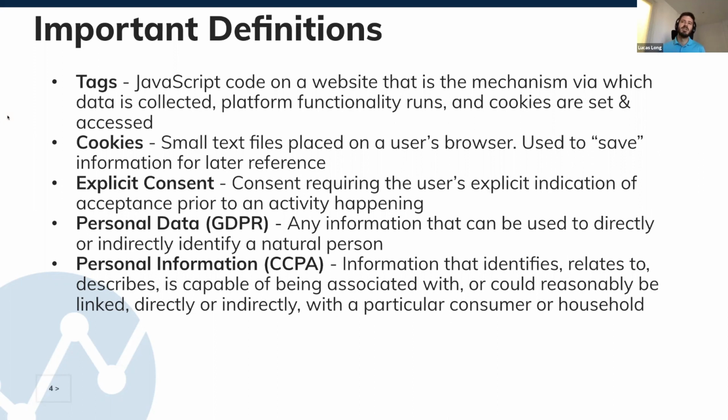Personal data, which is the definition within GDPR, is any information that can be used to directly or indirectly identify a natural person. And then personal information, which is a little bit more of a broader definition used in US regulations, specifically CCPA, the California Consumer Privacy Act, is information that identifies, relates to, describes, is capable of being associated with, or could reasonably be linked directly or indirectly with a particular consumer or household. These definitions are important because they speak directly to what we must get consent for, potentially, or allow users to opt out of.